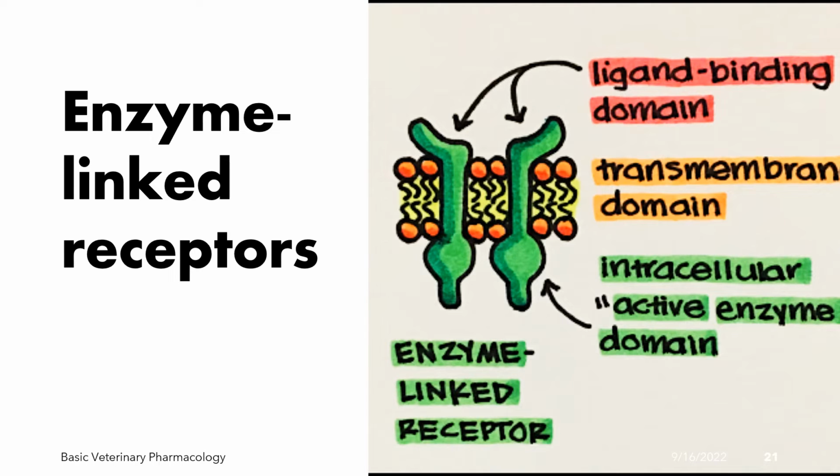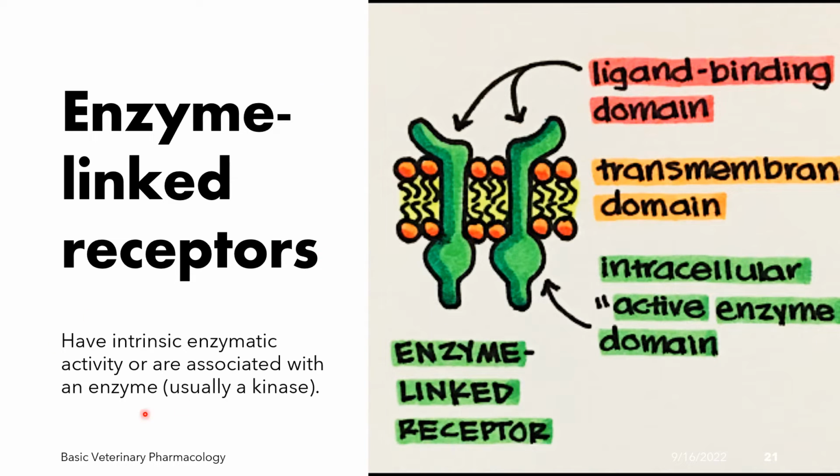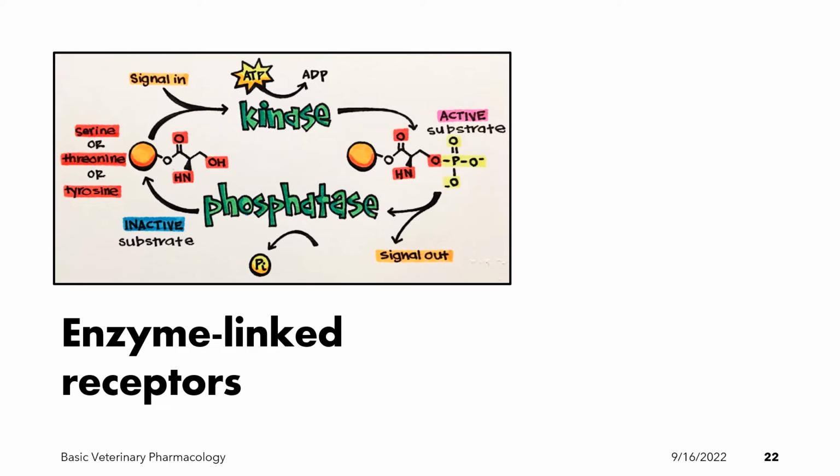So another drug target are the enzymes, particularly the enzyme link receptors. They have intrinsic enzymatic activity or they are associated with an enzyme, usually a kinase enzyme. So these are the three major structures or the key domains of the enzyme link receptor. The one that is located on the extracellular side is the ligand binding domain. We also have the transmembrane domain and the intracellular domain or the active domain.